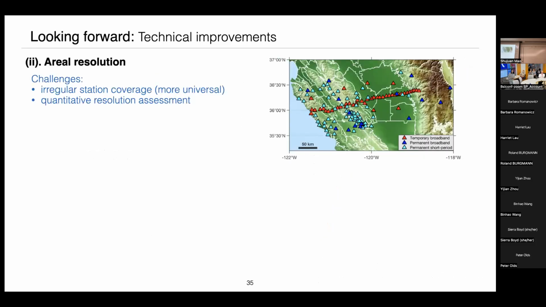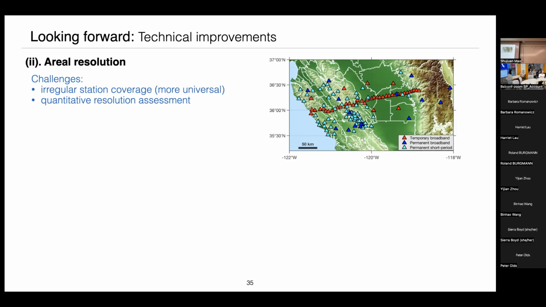Also, regarding the areal resolution, for the LA study, I was lucky to have a very good station coverage, a very dense one and a very even station distribution. So I just used a very simple inversion approach, but with regular grid meshing. But that doesn't work well for a more universal case of irregular station coverage. For example, in Central California, the stations are spaced at multiple scales, very irregular.